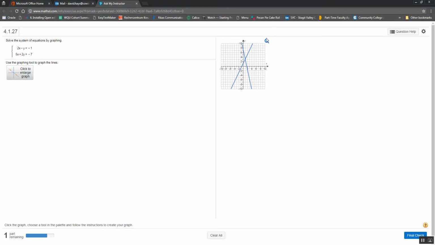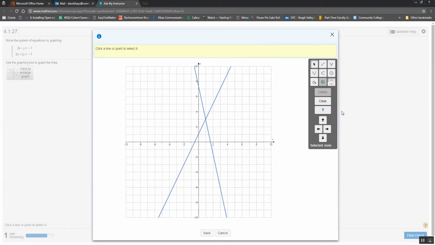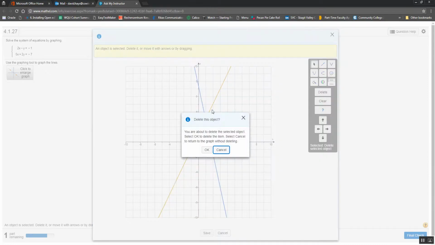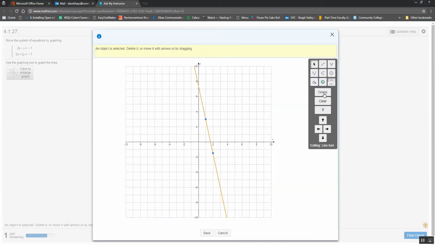So let me come over here and make this a little bit bigger. And I clicked and highlighted that. I'll press delete. Make sure you want to delete it. Yes. Okay, I got that selected. Delete. Okay. So 0, 1, and 1, 3. So I choose the line tool. 0, 1, and 1, 3 would be right there.